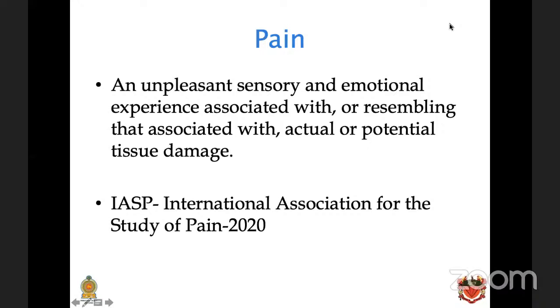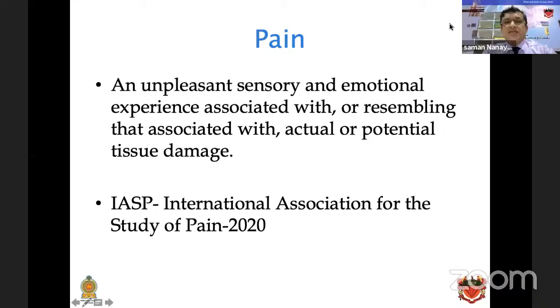So I'm sharing the definition of pain. As all of you know, pain is an unpleasant sensory and emotional experience associated with, or resembling that associated with, actual or potential tissue damage. Therefore, we are referring to tissue damage whenever we are talking about pain.